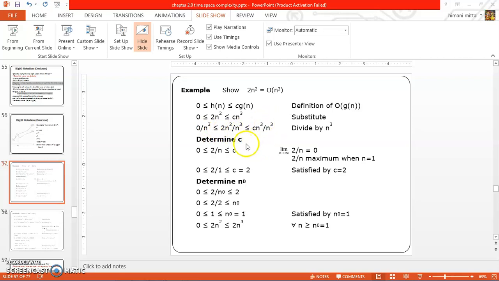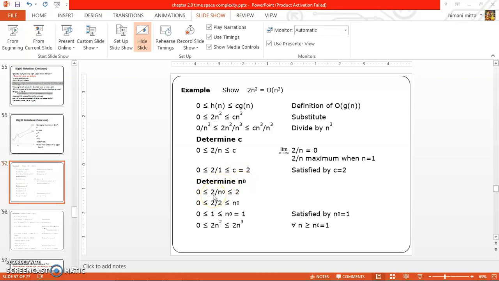The n cube will get cancelled. Here 2 of n will be remaining. So what we get is 0 is less than or equal to 2 of n is less than or equal to C. Now 2 of n approaches 0 as n approaches infinity. So 2 of n will be maximum when n is equal to 1. So we put the value of n equal to 1 here, and we get the value of C to be 2. Now we determine the n0.